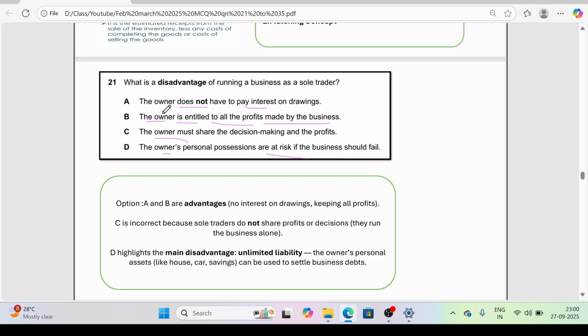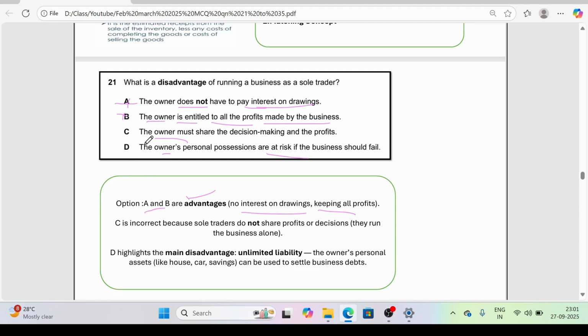Okay, let's analyze the options. The owner does not have to pay interest on drawings, and the owner is entitled to all the profits made by the business. Options A and B are advantages. No interest on drawings and keeping all the profits: the owner is entitled to all the profits made. So these are advantages of a sole trader, so options A and B are incorrect.